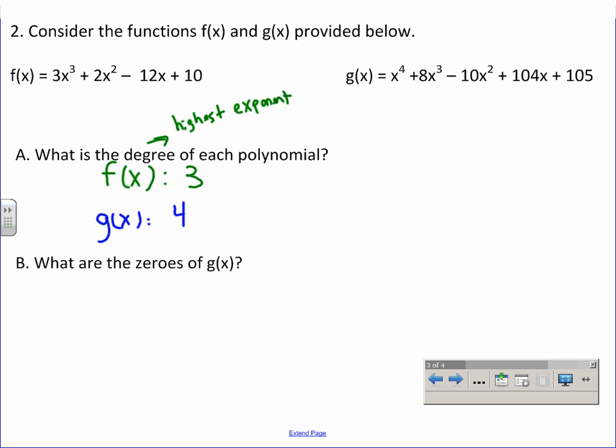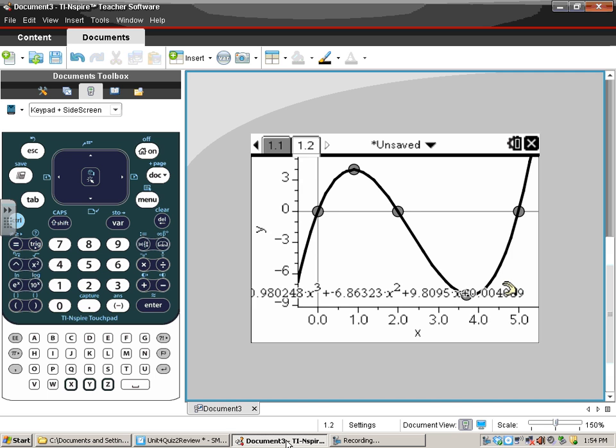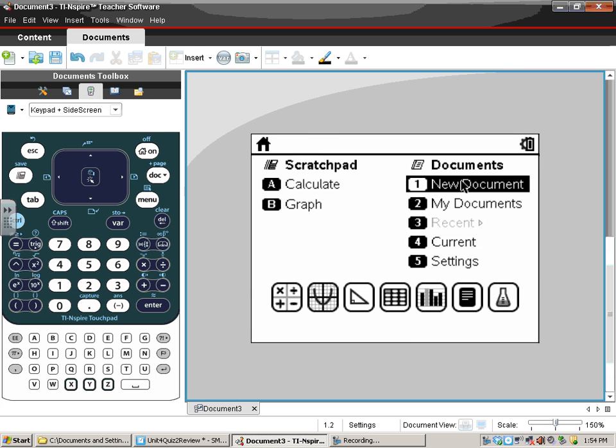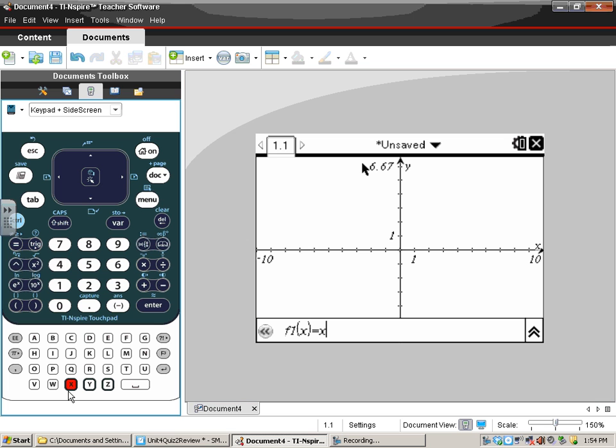Now, what are the zeros of g of x? That's a bit more complicated. It requires me graphing g of x. So g of x is x to the fourth plus 8x cubed minus 10x squared. I go to home screen, new document, save changes, no, add graphs. So I have x to the fourth power plus 8x cubed.